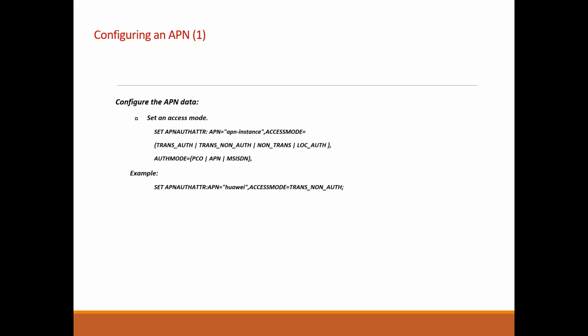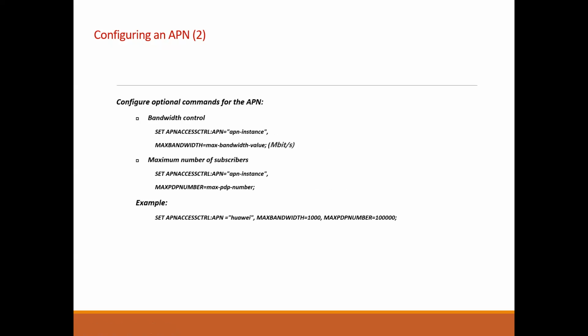You set the APN authorization attributes, you provide the APN name, and then you provide the access mode. Here it's transparent non-authorization, so in that case, the authentication mode is not required. In case you select something like transparent with authorization or non-transparent with authorization, you will have to provide the authentication mode. Okay. The next thing is that on your GGSN, you have the option of specifying the maximum bandwidth value of an APN.